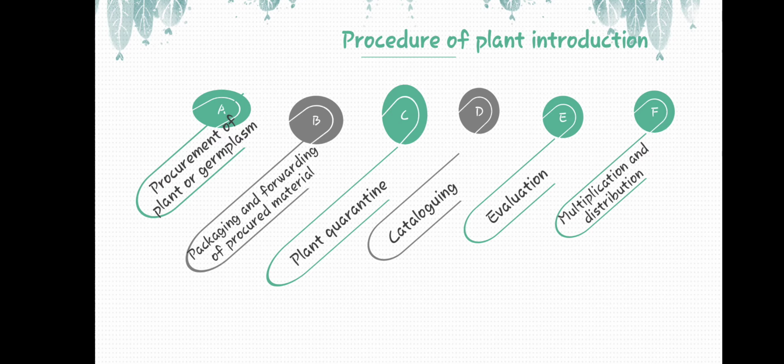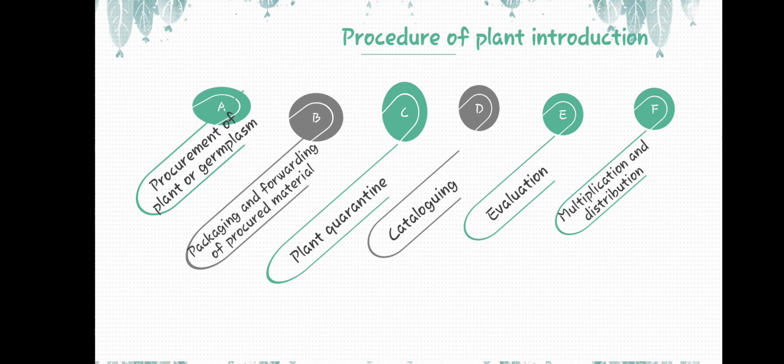So first is procurement of plant or germplasm. We have to procure whatever plant or crop variety we need. Next one is packaging and forwarding of the procured material. The third thing we are going to do is plant quarantine. The fourth one is cataloging, then evaluation, multiplication and distribution.